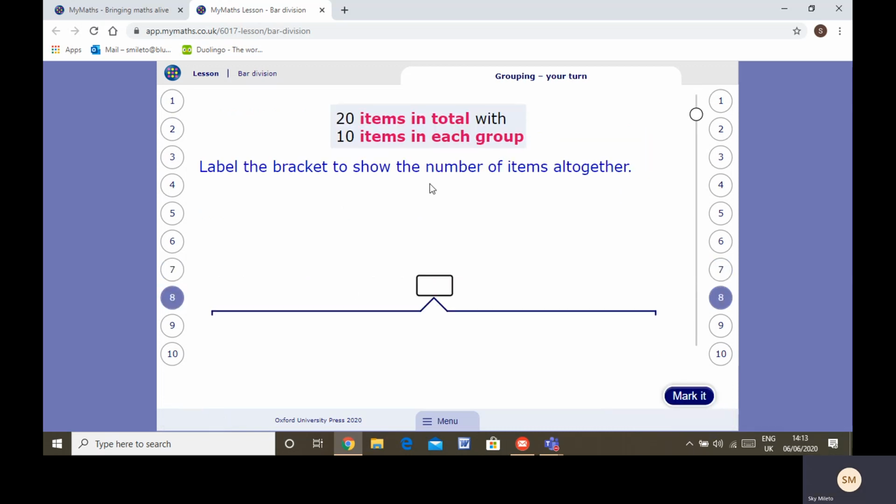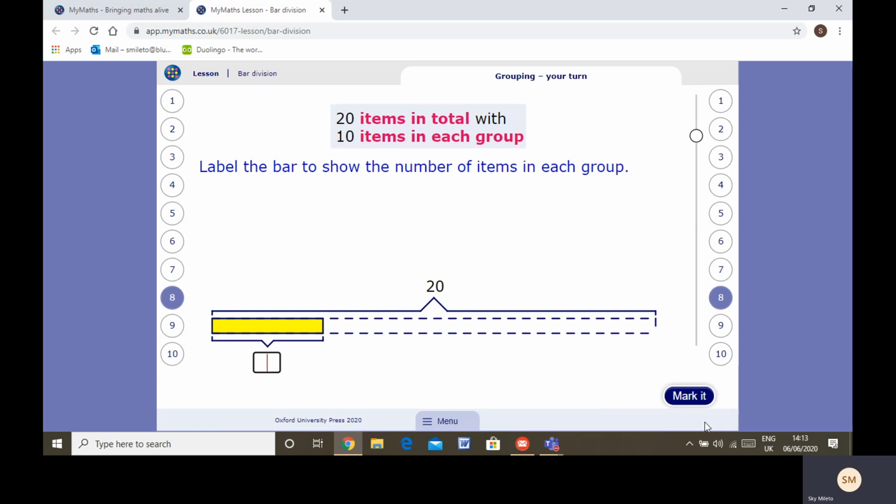So we have 20 items in total with 10 items in each group. So the total needs to go at the top with 20. Now I know that one part of the bar will have 10 in each. There's 10 items in each group. And therefore, I know that 20 divided by 10, if I had 2 groups of 10, I would get 20. So we must have 2 groups.